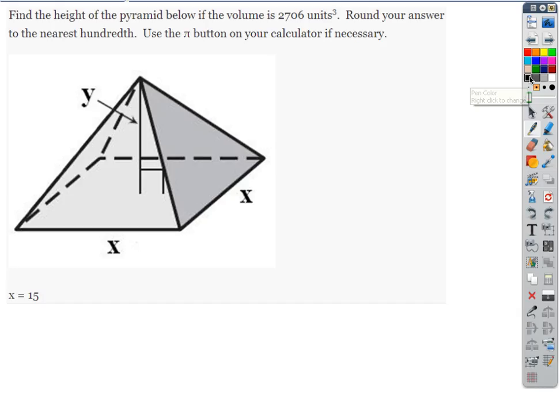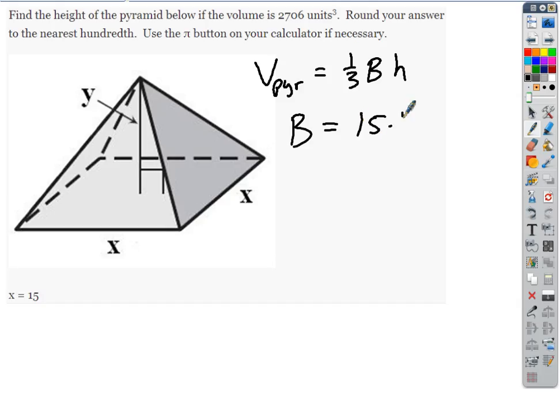Okay, so the volume for a pyramid is really simple. What is that? Base times height times 1/3. Good. Base times height. Now, what is the shape of the base here? Square. So the base area, capital B, is really easy to find. What is that? X times X. So 15 times 15, that's 225.